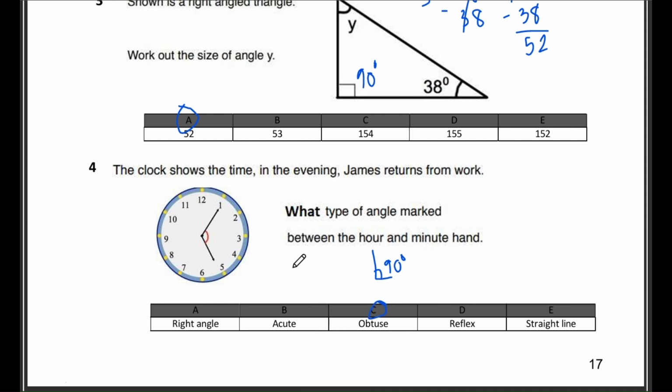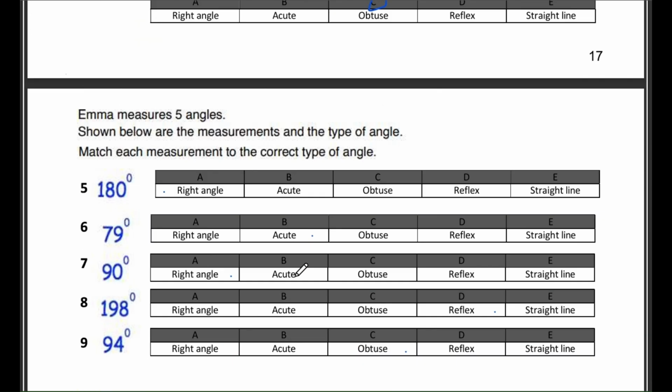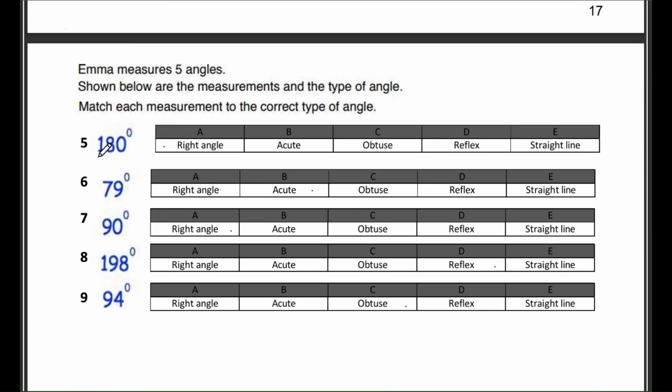Let's think about the clock. In the evening, the hour hand is definitely past the number 6, and the minute hand is pointing up, so the angle between the two will be more than 90 degrees, but it's not a straight line. So an obtuse angle is bigger than 90 degrees, but less than 180 degrees, and that's what the clock shows at that time.